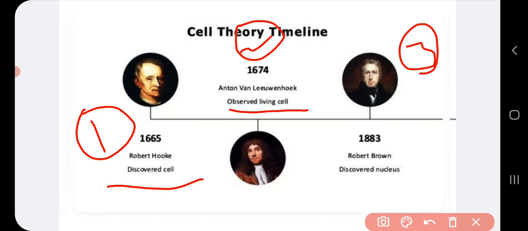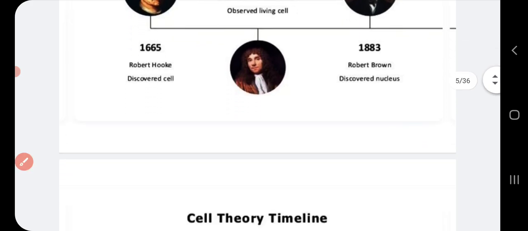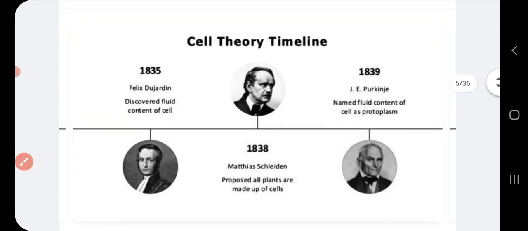And the third is in 1883 Robert Brown, it is here given Robert Hooke and here it is given Robert Brown discovered a nucleus. Okay, dates, their names and who discovered what, their theory and timeline you have to keep in mind. These three scientists discovered this, and the more scientists are given, we will learn further. The next is 1835 Felix Dujardin discovered the fluid content of a cell, and in 1838 Matthias Schleiden proposed all plants are made up of cells.